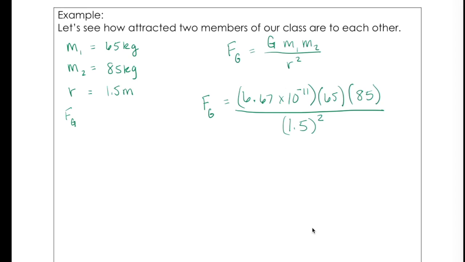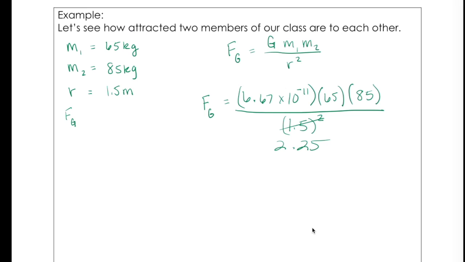I am going to just go over briefly how to multiply and divide scientific numbers, in case you've forgotten from previous classes. So the first thing I'm going to do is square the denominator, so 1.5 squared, and we're going to get 2.25.